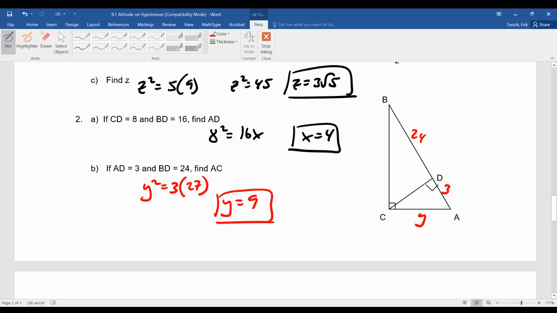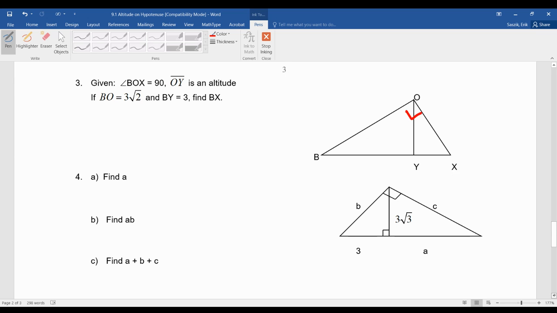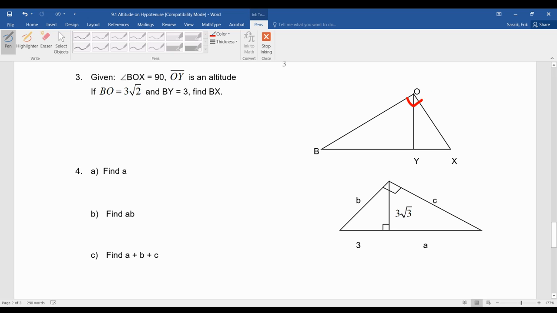So all I'm going to do now is just start this problem, and then you guys can finish a sheet and look at my answer key, okay? So BOX is a right angle, 90 degrees. Got this disappearing ink again. That's an altitude. BO is 3 root 2. Again, picture these being right angles. Sorry about the ink issue.